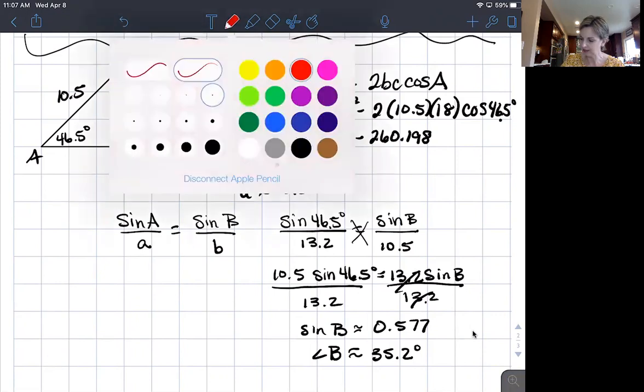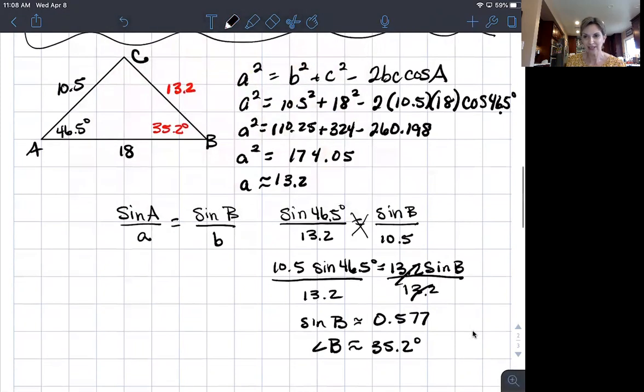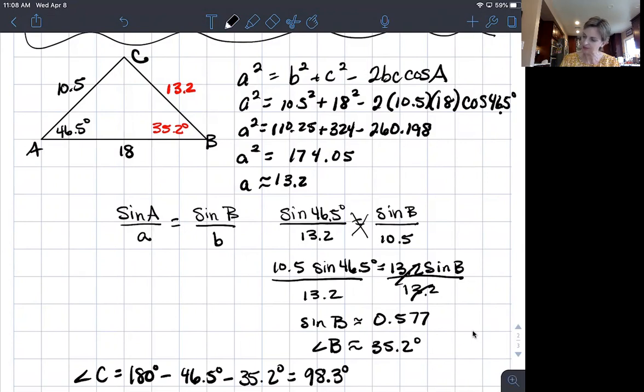Okay, look at us moving right along. We're almost done. The only thing we need now is angle C. For angle C, you have the option of using the law of cosines, using the law of sines, or being really lazy, which is what I'm going to do, and just subtract your other two angles from 180. There's 180 degrees in the triangle, so it's going to be 180 minus 46.5 minus 35.2. And what does that leave us for angle C? It leaves us with 98.3 degrees.